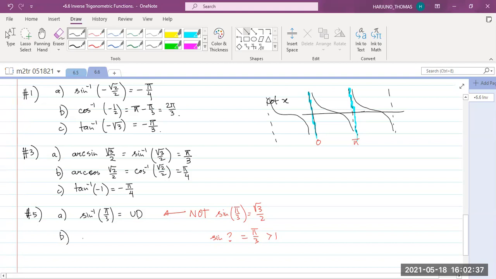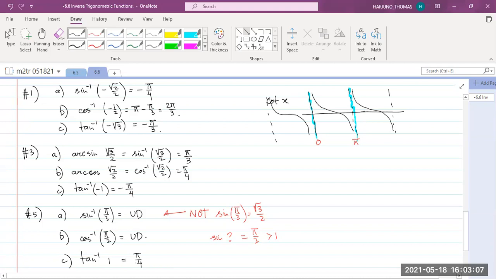Part B, likewise. How about cosine inverse of pi over 2? Pi over 2 is more than 1. There's no such angle. How about tangent inverse of 1? Well, we have something like that. That is pi over 4.